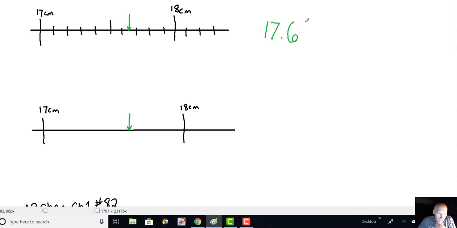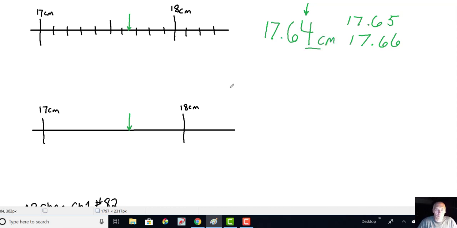So to me, it kind of looks like it's in between the 0.6 and the 0.7, maybe a little bit closer to the 0.6. So I'm going to put this here. But once again, the key thing is that's uncertain. So it could very well be 17.65, or it could be 17.66. It's in that range there, but it's assumed that the last digit is an estimate.